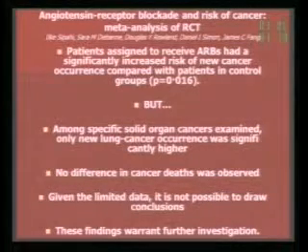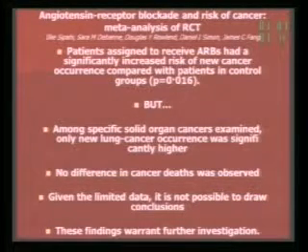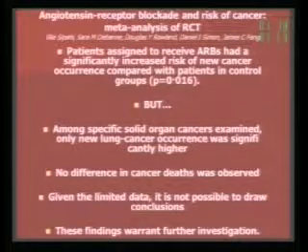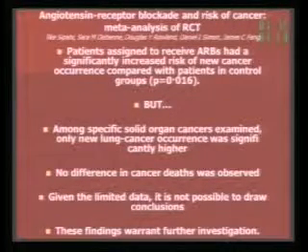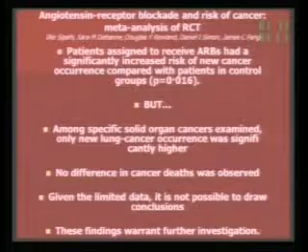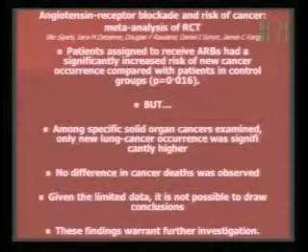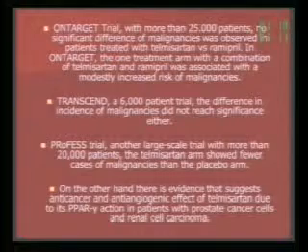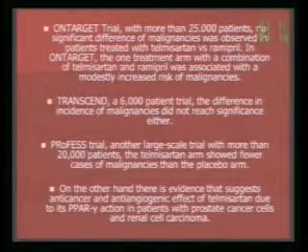And there was a concern about cancer, sir. In 2006 it came. Patients assigned to receive ARBs had significantly increased risk of new cancer occurrence. But among specific solid organ cancers, only lung cancers were high. No difference in cancer mortality. And given the 5-6 years limited data, do you think a cancer develops and kills within that time period? These findings, if anything, need further scrutiny. Even the ONTARGET and TRANSCEND trials do not corroborate this view.